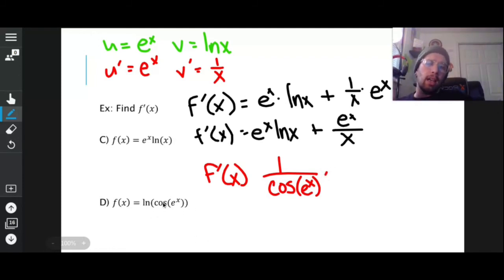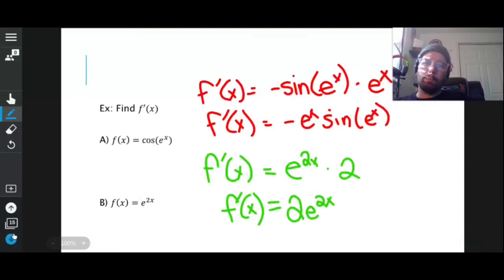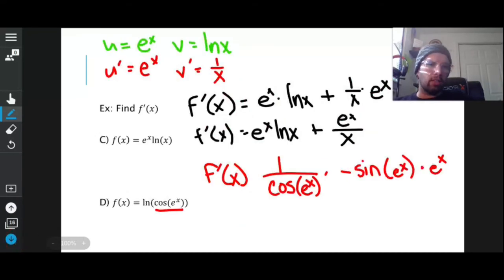Now the inside stuff is cos e to the x. So the derivative of the inside stuff is going to be the derivative of cos e to the x. That's going to give me negative sine. Take the derivative of the outside, so negative sine. Keep the inside, e to the x, and multiply the whole thing by the derivative of the inside, which is e to the x again. We know that because we just did that exact problem. So I know that's going to end up being negative e to the x sine e to the x.